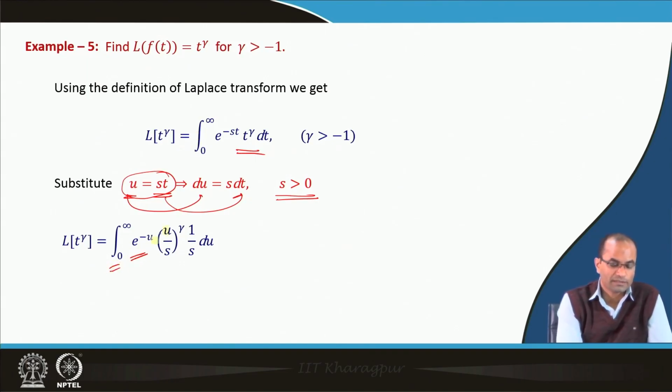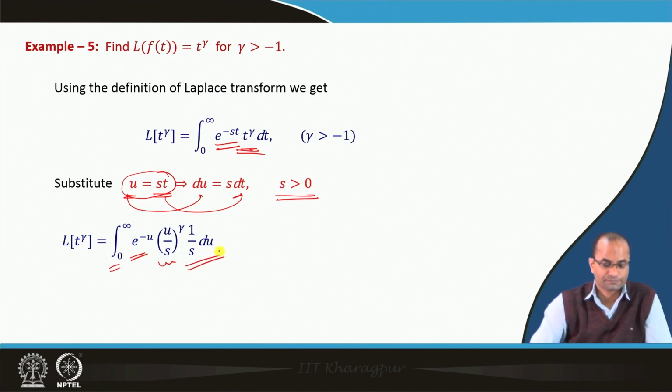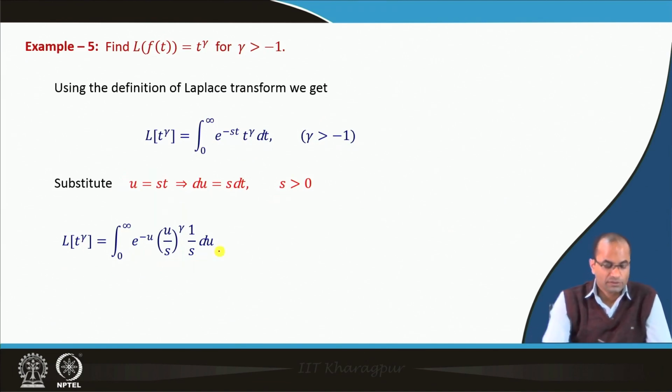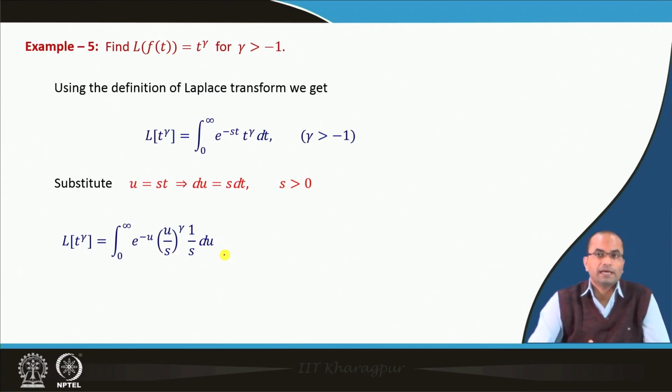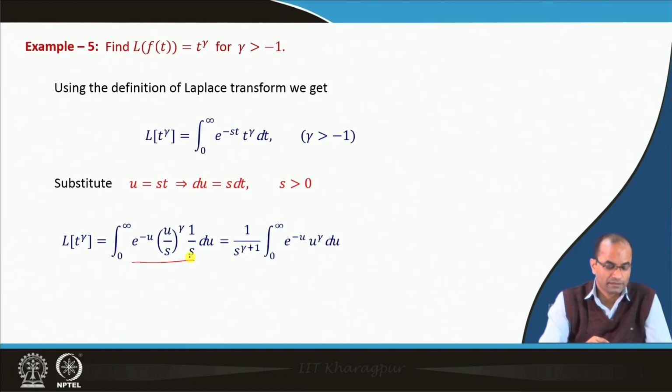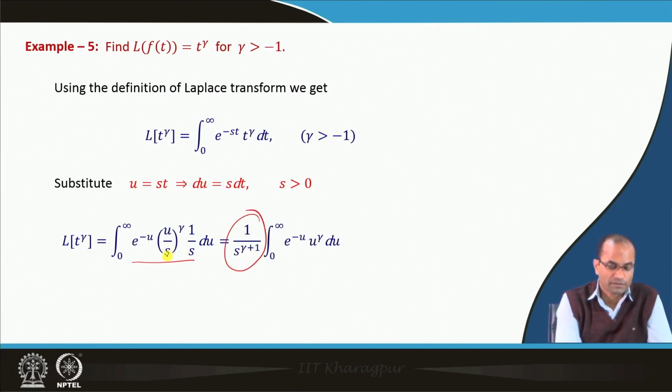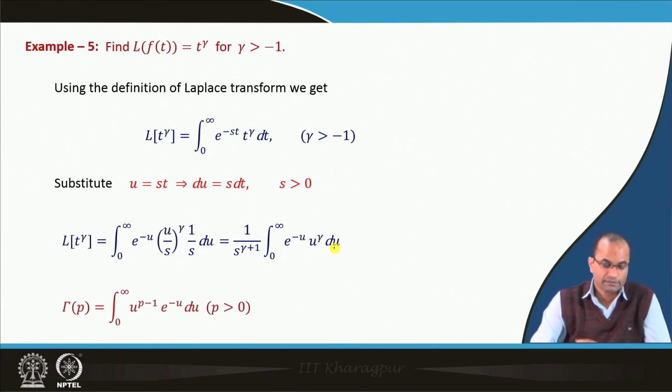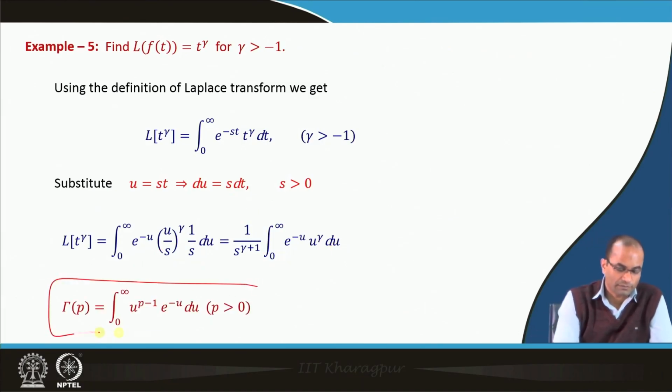We have e power minus u, because s t is u, and then t is u over s power gamma, and dt is du over s. So, having this integral now, the idea is to get into this gamma integral, which is just appearing next to this. So, we have 1 over s power gamma plus 1, which is coming from here, and we have e power minus u times u power gamma, and that is exactly the definition we have for the gamma function.